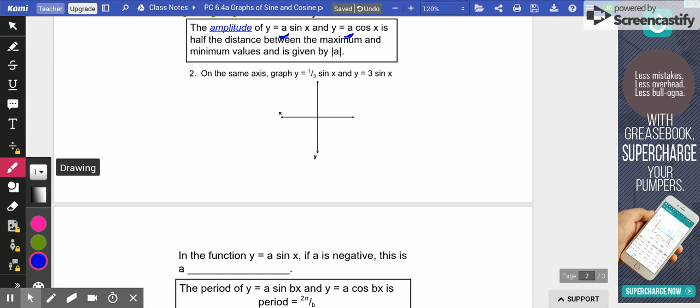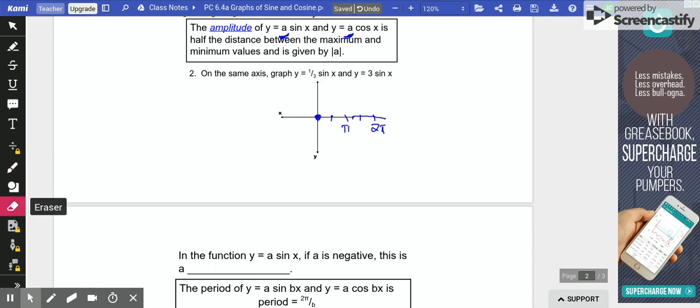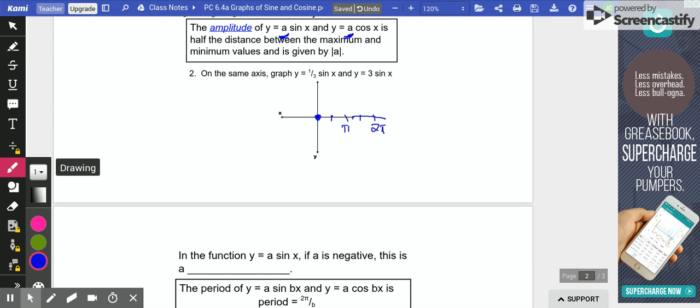So we are going to graph 1/3 sine x and 3 sine x on the same axis. This is going to be a challenge for me. Okay, so we know that this is a sine function, so it starts on the origin, on its upward slope, and we know that it takes 2 pi to get through its whole cycle. So here's pi, here's 2 pi. Just for ease, I'm not going to write these in, but this is pi over 2 and 3 pi over 2. Here's 1, and here's -1, -2, -3, here's 2 and 3.